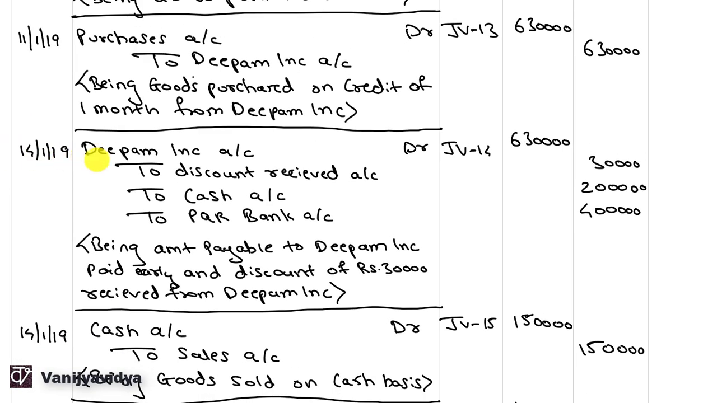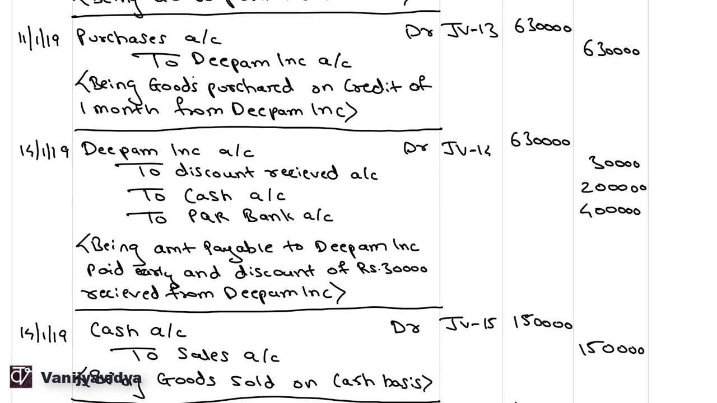14 Jan 2019, Deepam Inc. account debit 6,30,000 to discount received account 30,000, to cash account 2 lakh, to PQR bank account 4 lakh. Now this is a combined journal entry, JV14. Now in this there are 4 impacts.